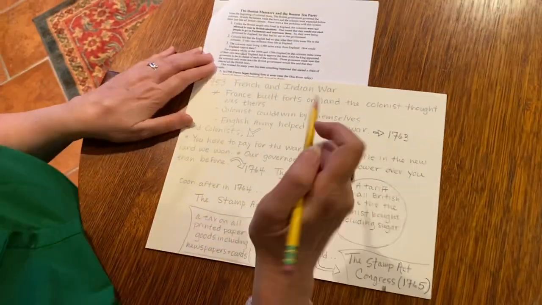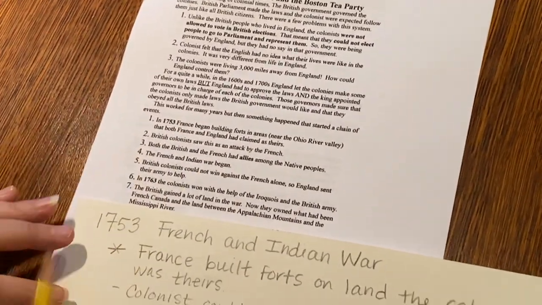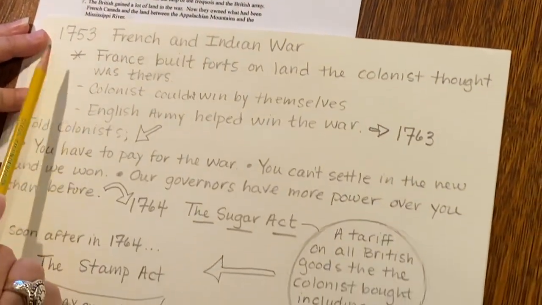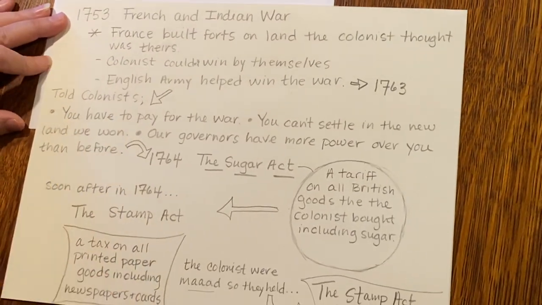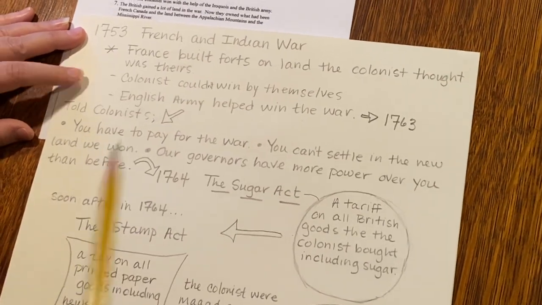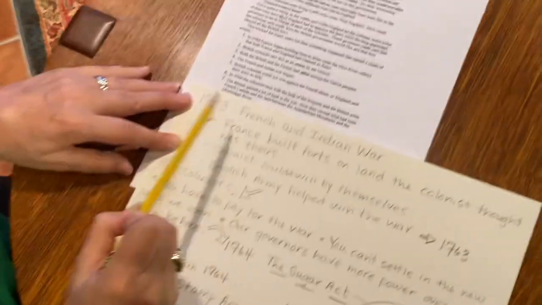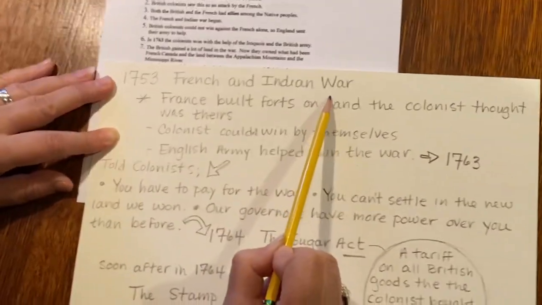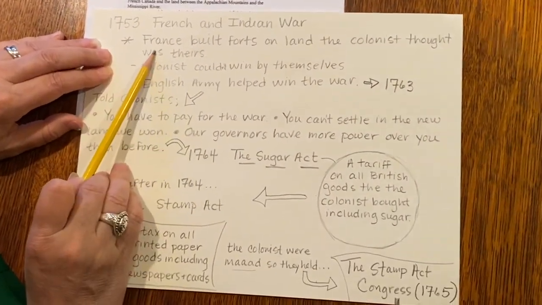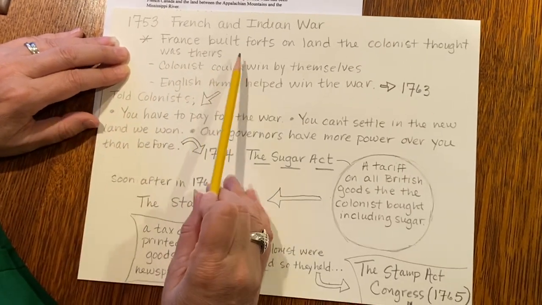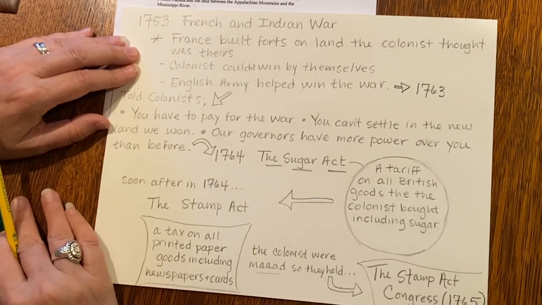So here's my paper, and I looked at the French and Indian War. And what I wanted to include in here are what got it started and what were the most important facts about that war. And also, of course, the date. So I put the date, 1753, and then the title of the event, the French and Indian War. And I put a little star here because this is what got that war started, right? French built forts on land the colonists thought was theirs. That's what got it started.